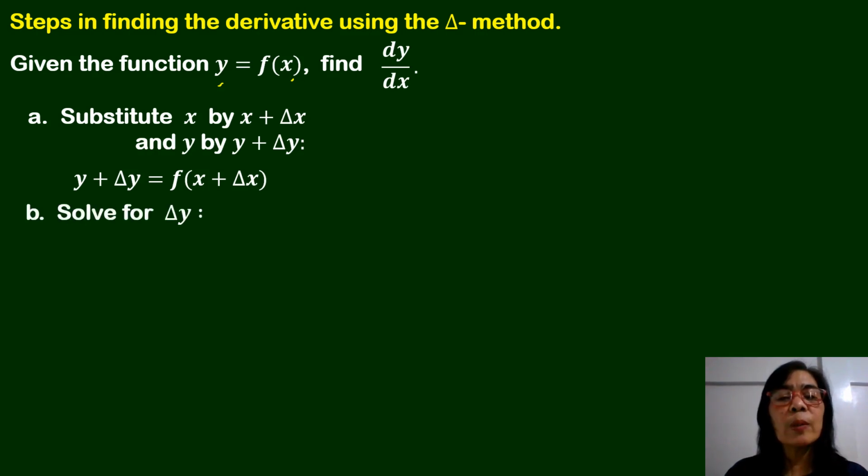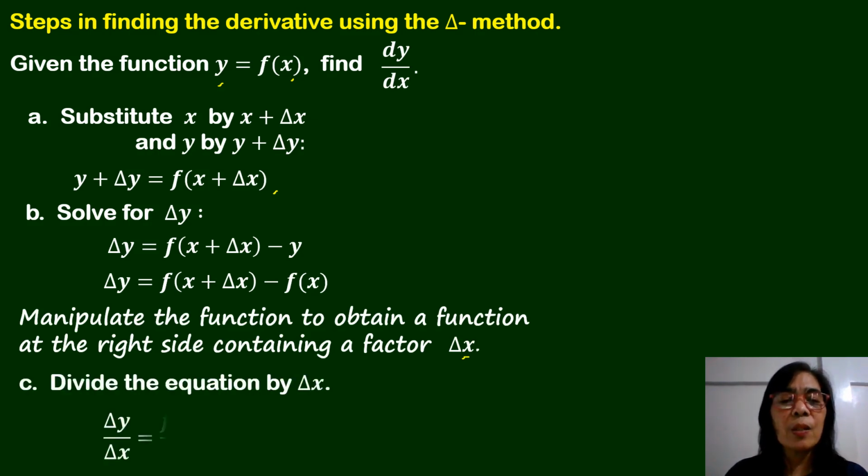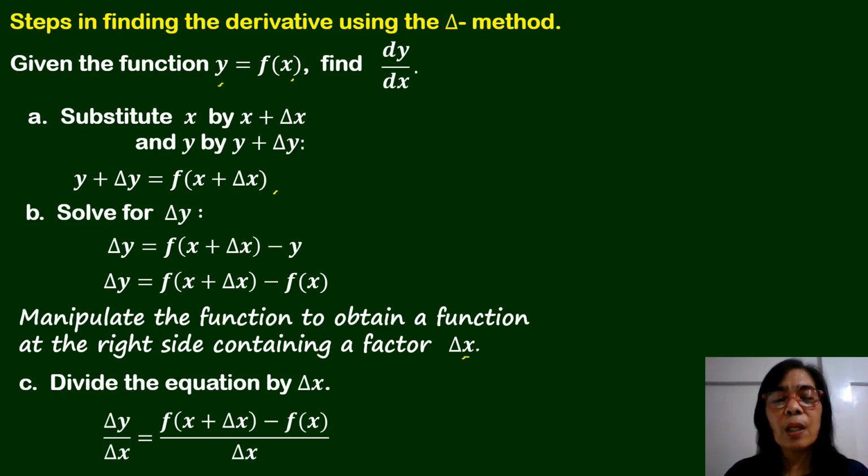The next step is to solve for delta y. So in this equation, we simply transpose y to the right. So we have delta y is equal to f of x plus delta x minus y, whose value is equal to f of x. Now, before you proceed to the next step, you have to manipulate this function so that you will be able to obtain a factor delta x at the right side. By then, you are now ready to divide the equation by delta x, and so you have delta y over delta x is equal to f of x plus delta x minus f of x all over delta x.